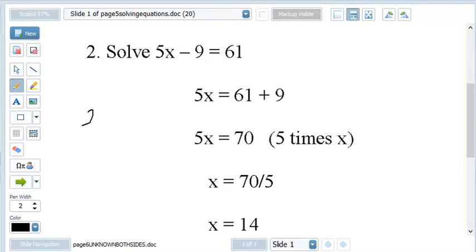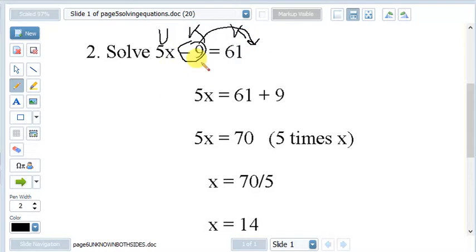Yep. So therefore 5x is an unknown because it's got a letter in it. Minus 9 is a known, and 61 is a known. So basically any term with a letter in is an unknown, and any number by itself is a known. So what we need to do is to try and get U's on one side and K's on the other.